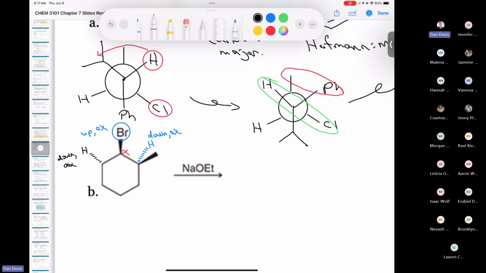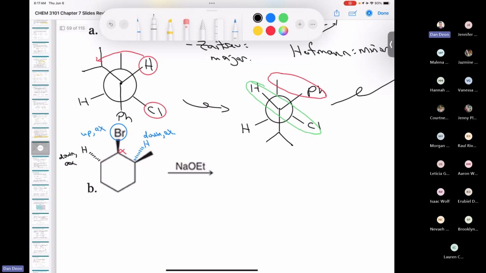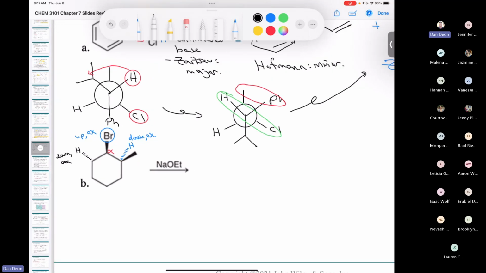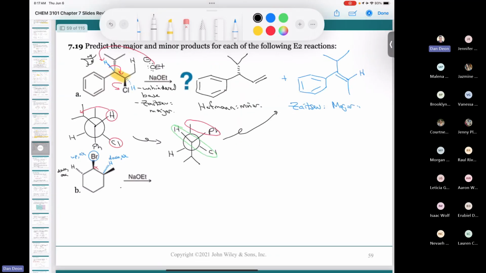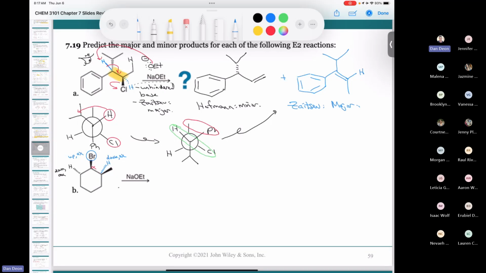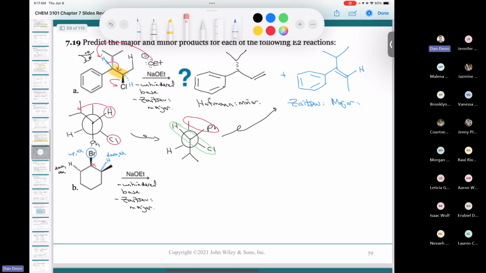So there's two possible products we could get here. We could abstract either one of these beta protons. Which one's going to give us the major product? Well, if we have sodium ethoxide, we can just copy and paste the information that we put up here. Sodium ethoxide is an unhindered base, and therefore it's going to give us the Zaitsev product as the major product. So which one's going to give you the Zaitsev product? It's the one where you put the double bond here, because that's going to be a trisubstituted double bond, whereas this one is going to give you a disubstituted double bond.